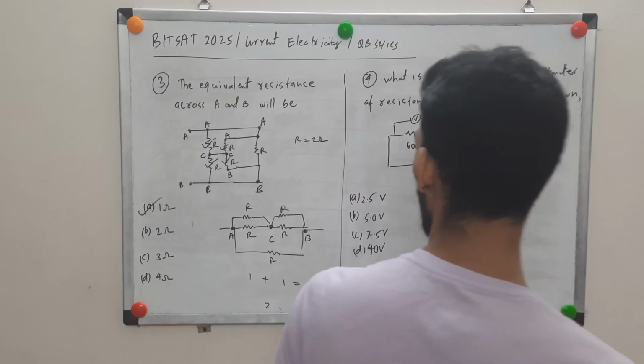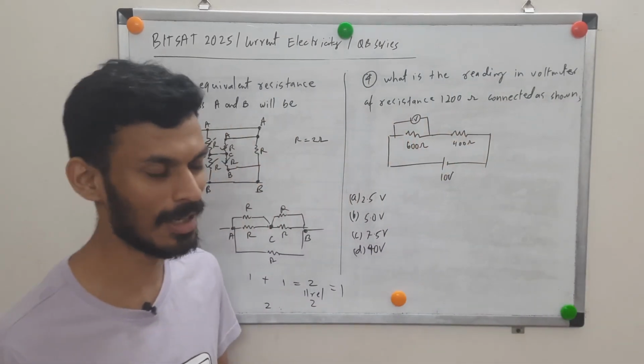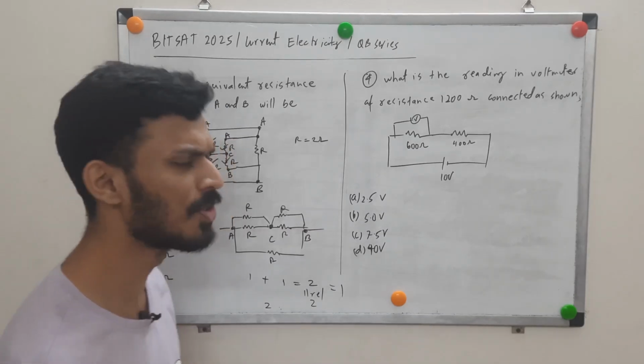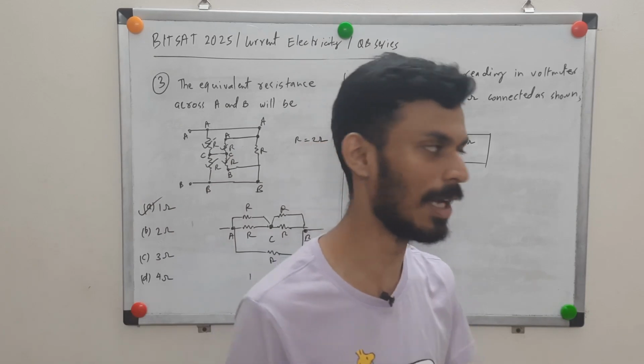Okay, we didn't do it by using any formula. That was the trick. R and R in parallel gives you R by 2. You can use the formula, you'll end up at the same answer.